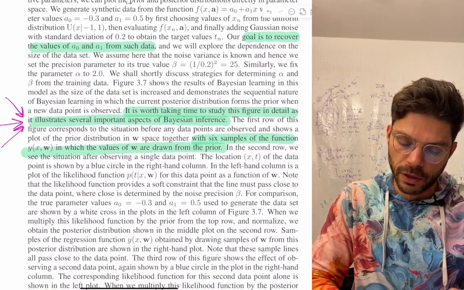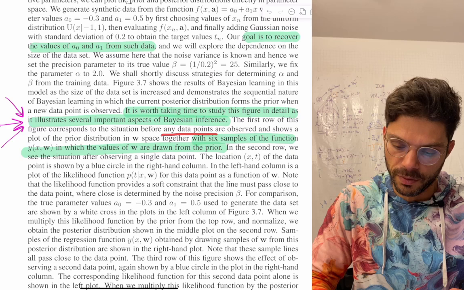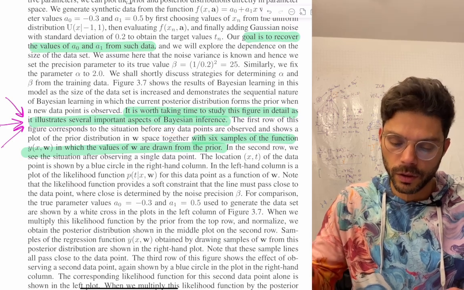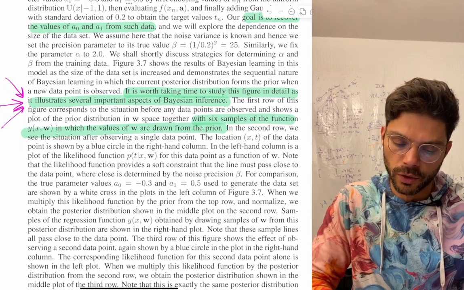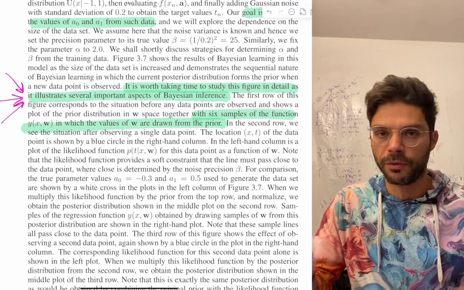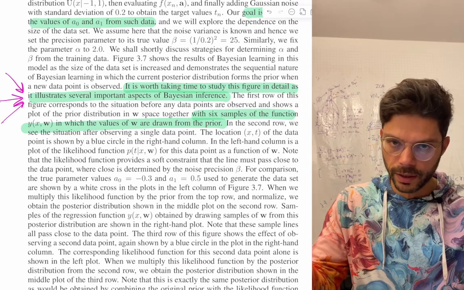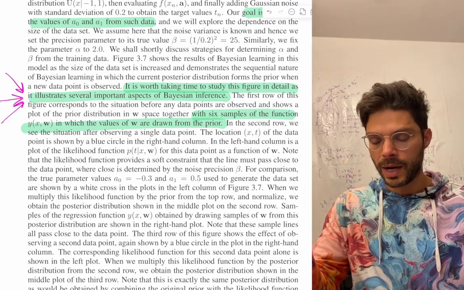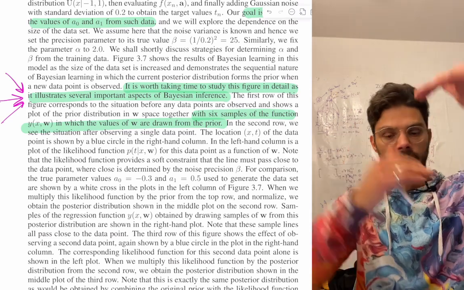So the first row of this figure corresponds to the situation before any data points are observed and shows a plot of the prior distribution with 6 samples of the function in which the values are drawn from the prior. That's before we have any information. Our prior on the parameter says, well, they could be anything, so that means the line could be anything.